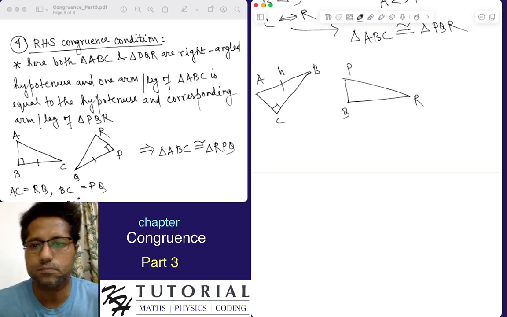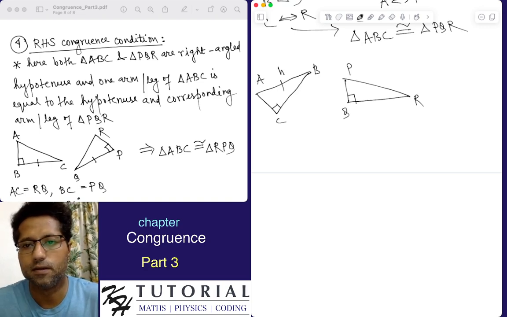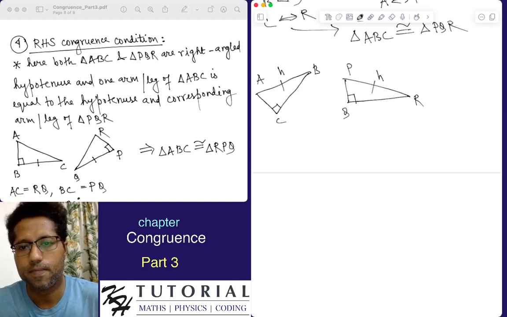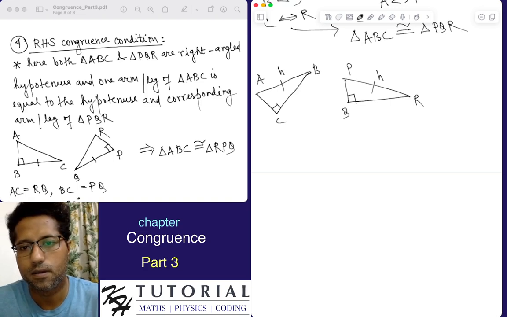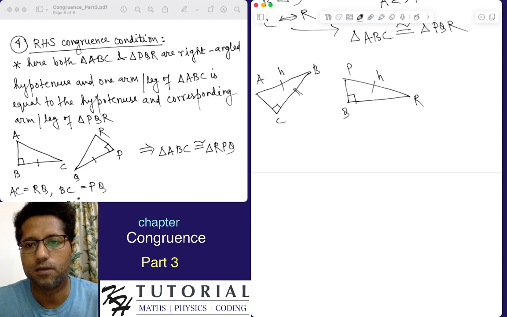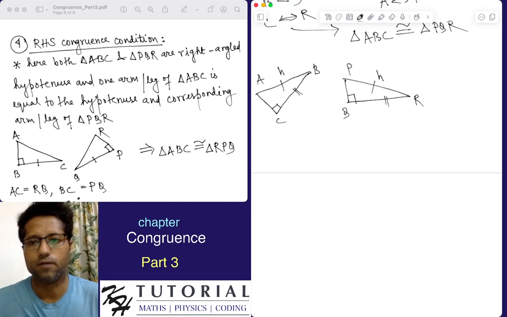PQR. Of course, this is right angled and this is the hypotenuse. Let's say the arm BC of triangle ABC is equal to the arm QR of triangle PQR.